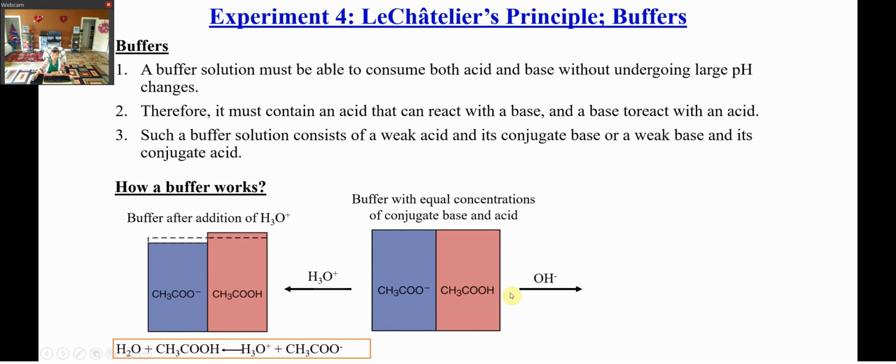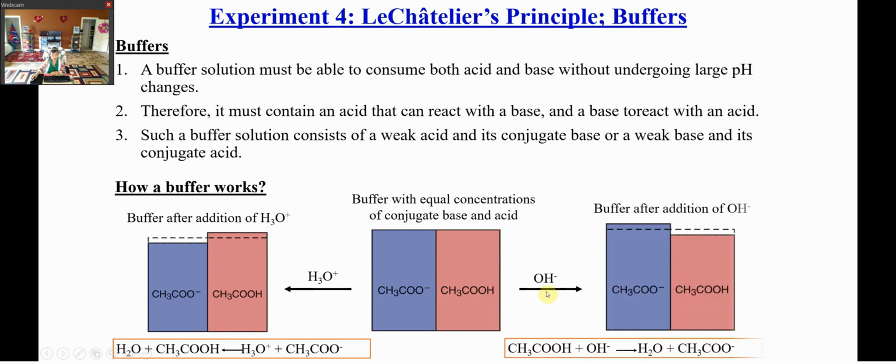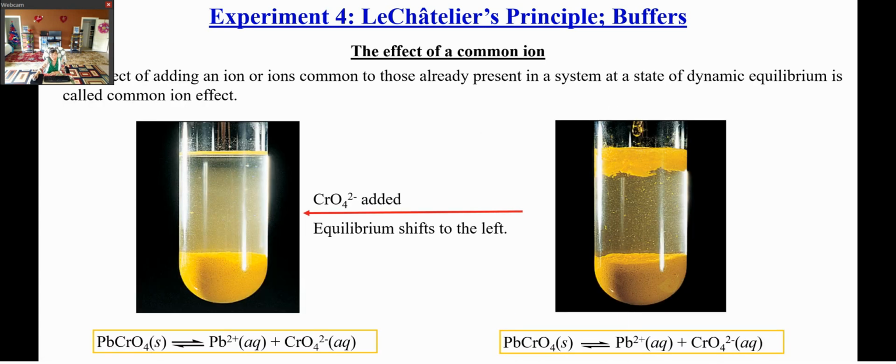If you're adding base, this base will react with acetic acid, CH3COOH. So you consume more acetic acid and produce more acetate. However, even though you're adding acid or base, due to the consumption of the acid and base, your pH value will not be subject to significant change. That is your buffer solution.